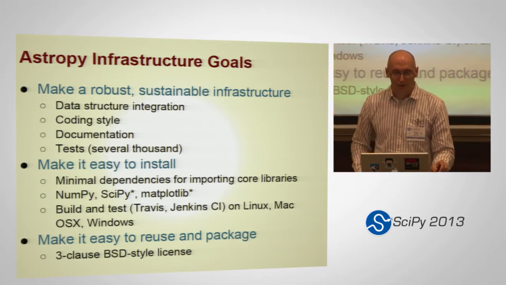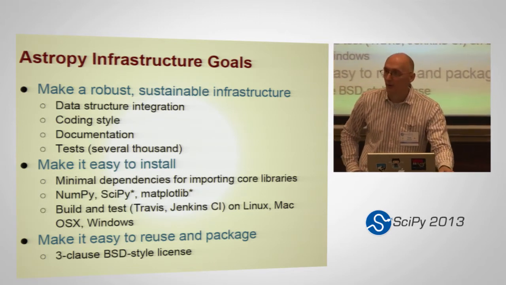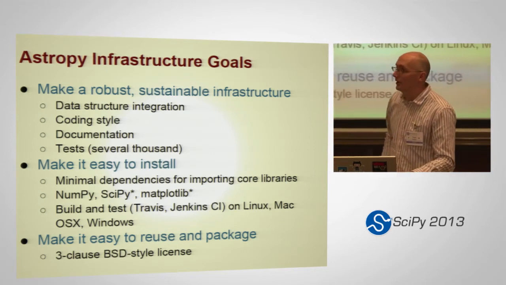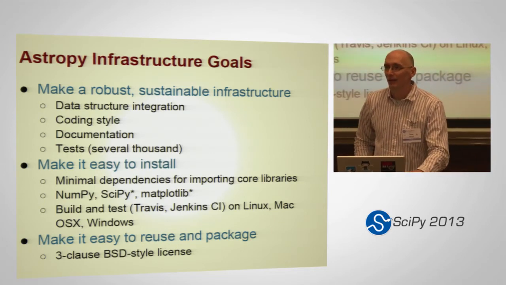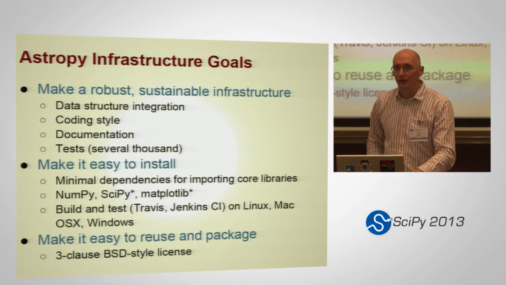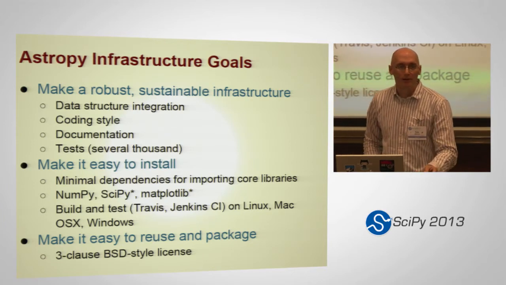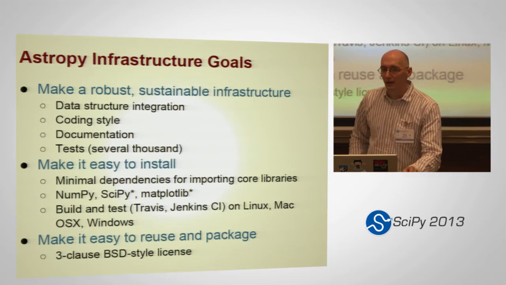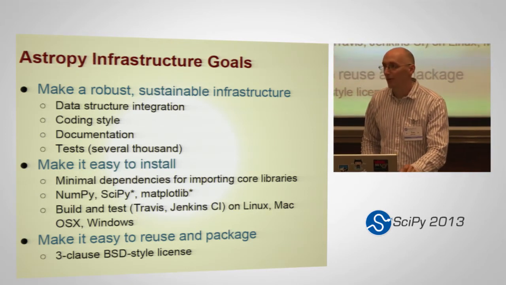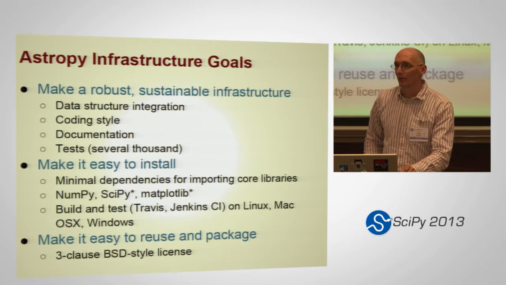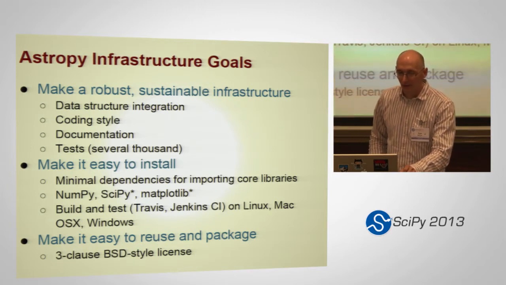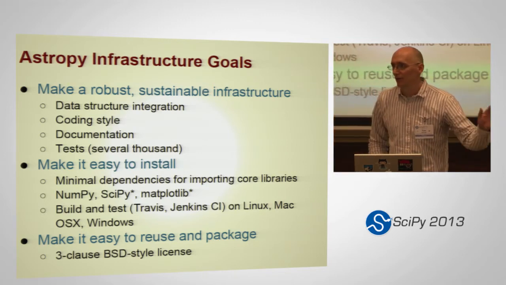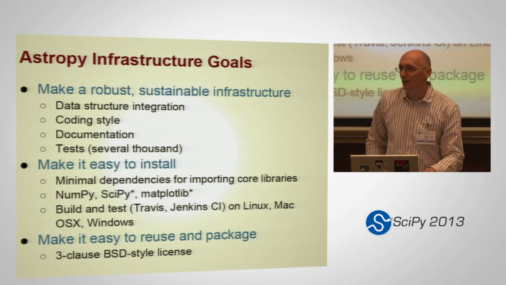Documentation is very important. Coding style. Many of our developers, again, are astronomers that don't necessarily have training or good coding style coming in. And so the AstroPy project establishes fairly rigorous standards for coding style as well as documentation. And we also have infrastructure for tests. At this time, we have several thousand tests that get run essentially with every new potential commit.